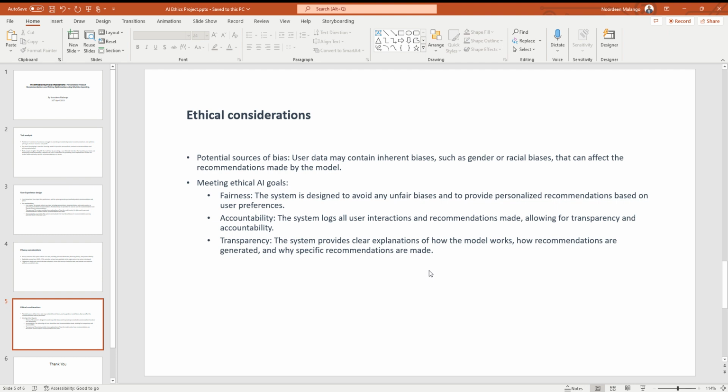So we may need to meet some ethical AI goals. One, in terms of fairness: the system is designed to avoid unfair bias and to provide personalized recommendations based on user preferences. We also look at accountability: the system logs all user interactions and recommendations made, allowing for transparency as well as accountability. And in terms of transparency, the system provides a clear explanation of how the model works, how the recommendations are generated, and why specific recommendations are being made.